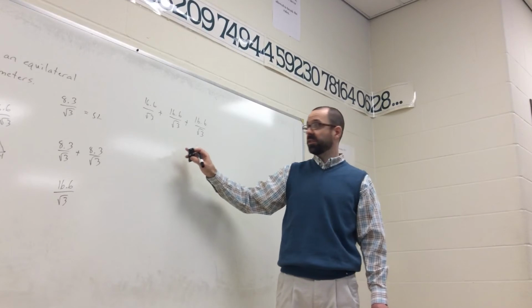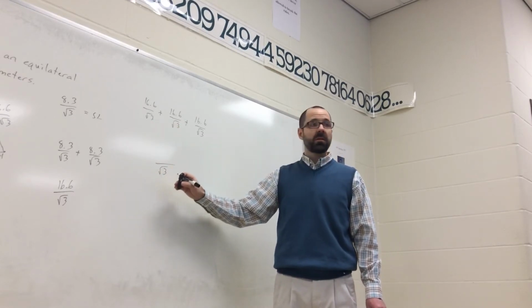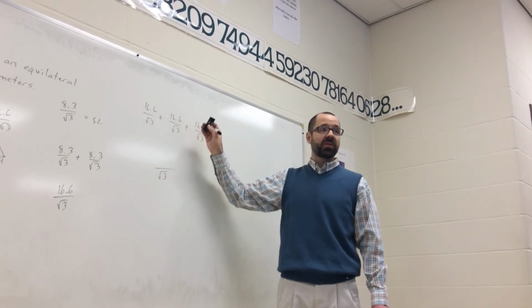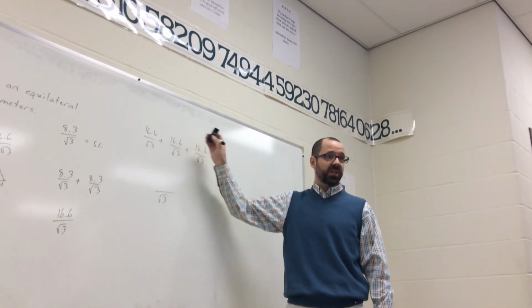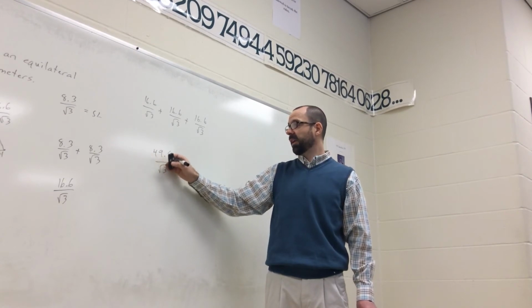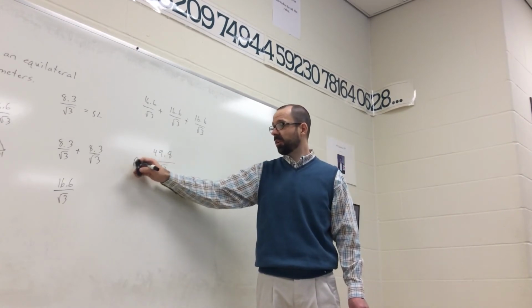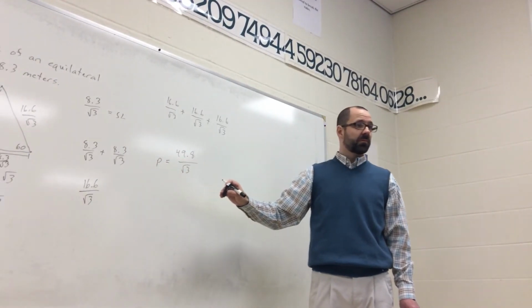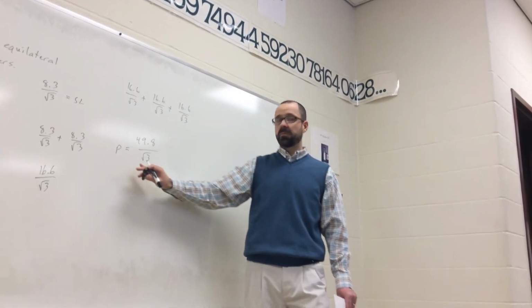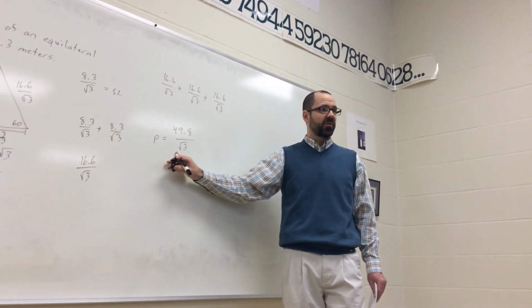So when you add fractions, you just keep the common denominator, and then you add the top number. So 16.6 plus 16.6 plus 16.6. That comes out to 49.8. So this is my perimeter. And if you get this as your answer, you have the correct answer. You have the correct number.